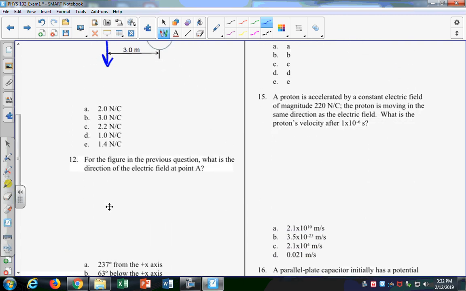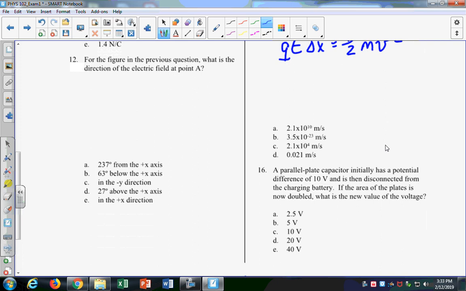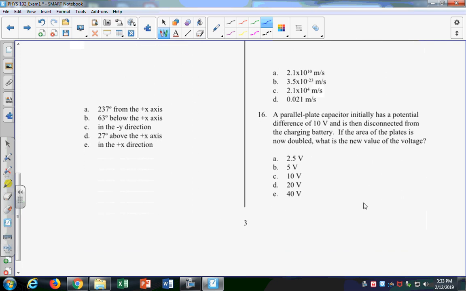This is like what we've been doing, like finding the velocity after it moves through an electric field. We did one of these before. That's like qE delta x is equal to 1/2 mv squared. Our work is equal to our change in kinetic energy. This is like one we just did where I disconnect it from the battery. Q is CV. If I disconnect it from the battery, that means this is constant. If I double the area of the plates, I double the capacitance, so I halve the voltage.